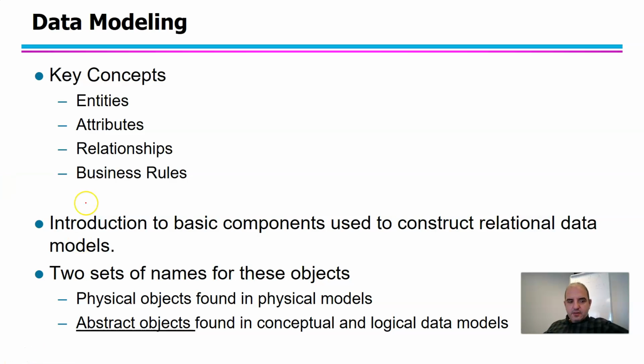In physical models, as I mentioned before, entities become tables and attributes, most of the time, become columns. But this transformation is important, and we must focus on some details. So in physical objects we have tables and columns and data types. In logical ones we have entities, attributes, relationships, and business rules.